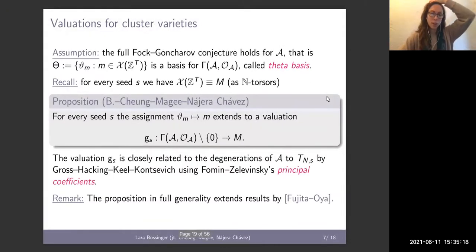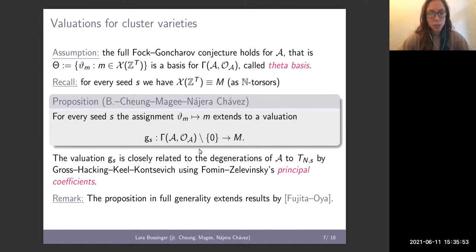And a few comments are in place at this point. First of all, by work of Naoki Fujita and Hironori Oya, there's a similar construction. They have evaluations that similarly use g-vectors. That's why my index here is g, because there's the notion of g-vectors coming from Fomin and Zelevinsky's principal coefficients. And this valuation is an extension of this concept. And it also appears in work of Fujita and Oya.